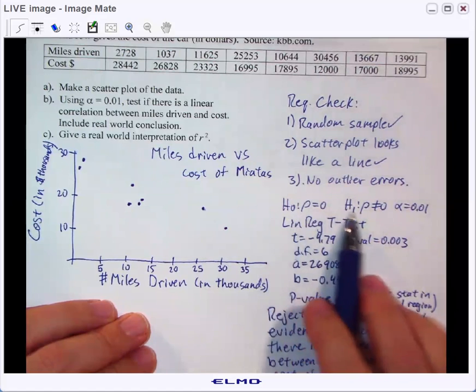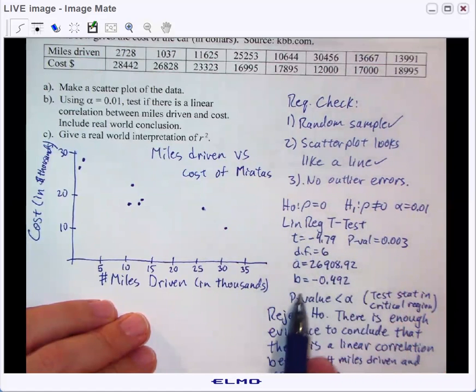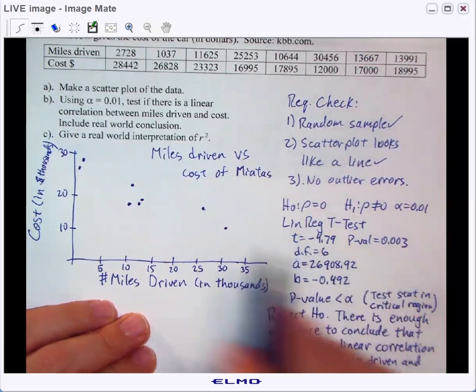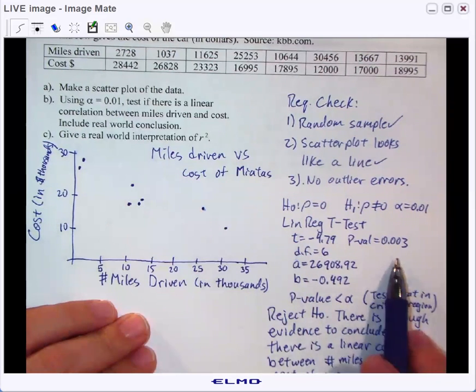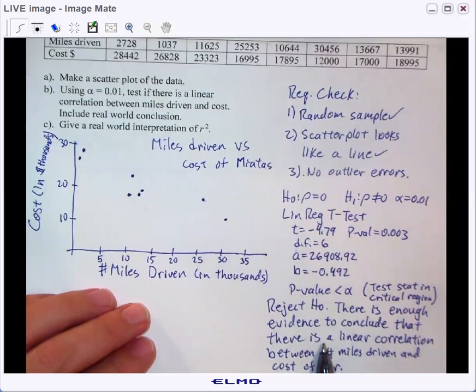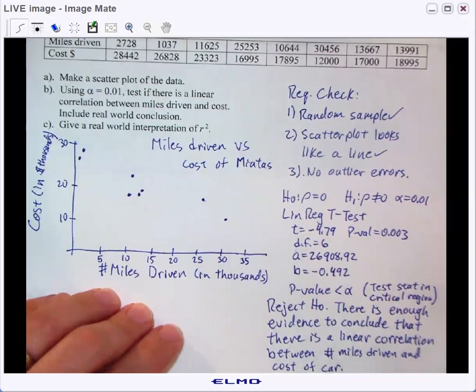So we did a hypothesis test, and we found out that our p-value was teeny tiny and less than the alpha, our level of significance. So we will reject H0 and conclude that there is enough evidence that there is a linear correlation between the number of miles driven and the cost of the car.